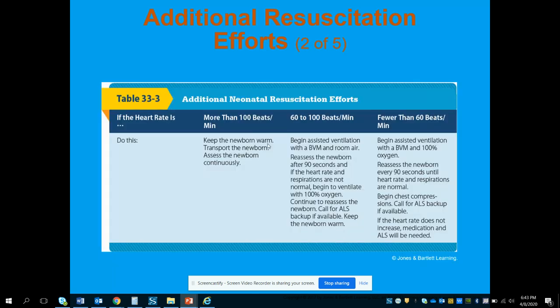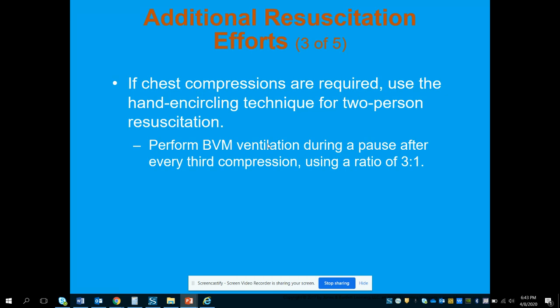So again, if the heart rate is more than 100 beats per minute, that's normal. So keep the baby warm, transport, and assess. If it's between 60 and 100 beats per minute, we might need to begin ventilations and reassess every 90 seconds. If it's fewer than 60 beats per minute, we want to begin chest compressions. We're going to need ALS and, again, ventilating with the BVM.